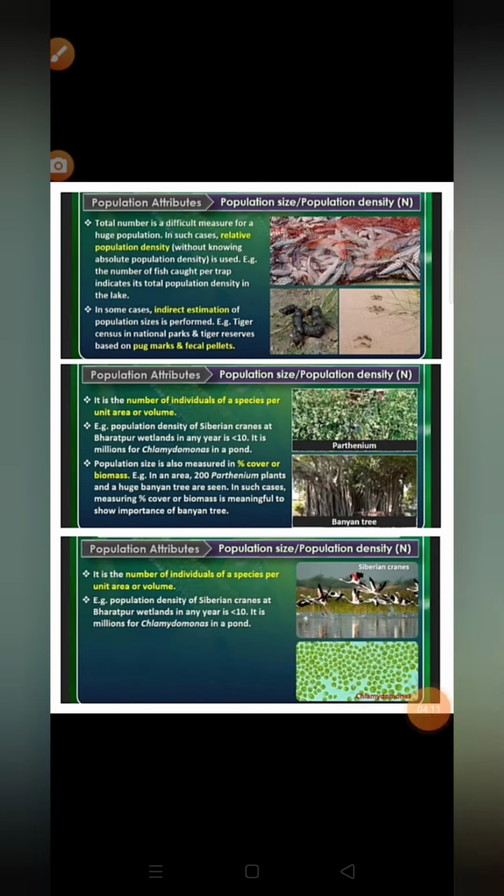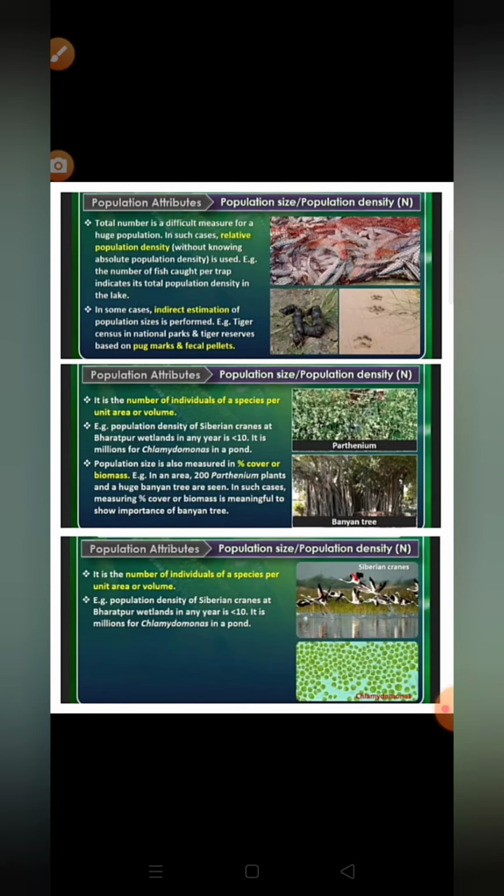In some cases the indirect estimation of the population size is performed, like the tiger census in national parks and tiger reserves, which is based on pug marks and fecal pellets. Population size is also measured in percentage cover or biomass, like in areas where suppose 200 Parthenium plants and a huge banyan tree are seen. In such cases, measuring percentage cover or biomass is meaningful to show the importance of the banyan tree.